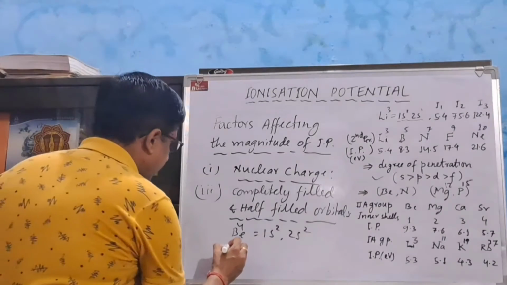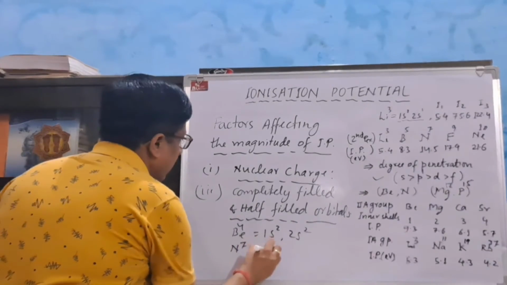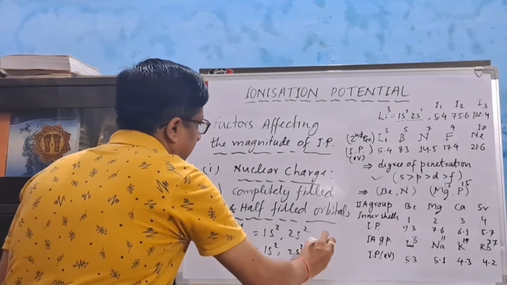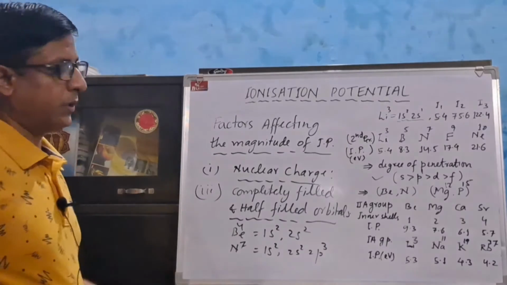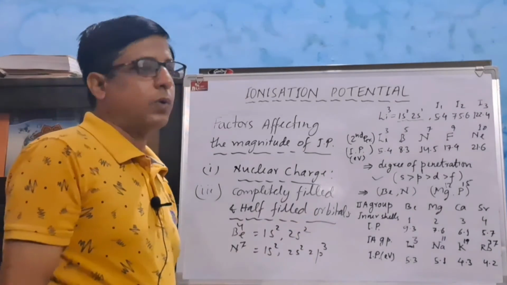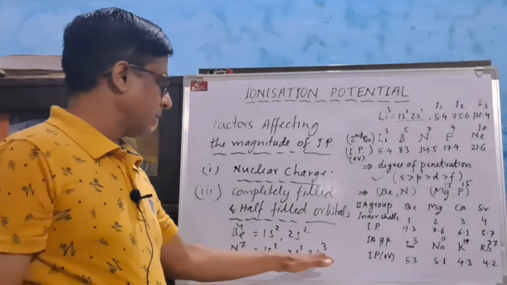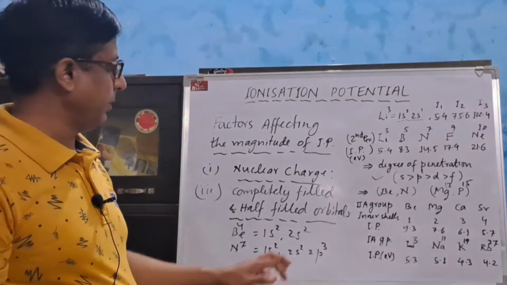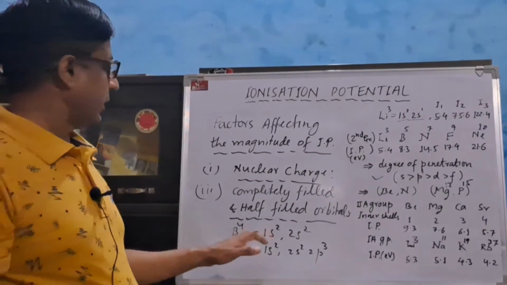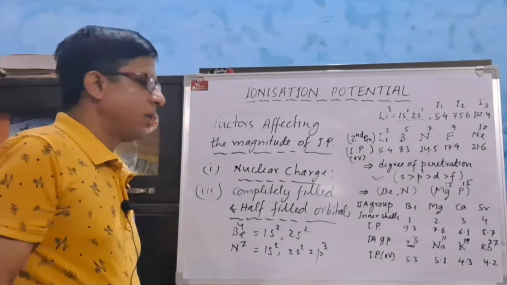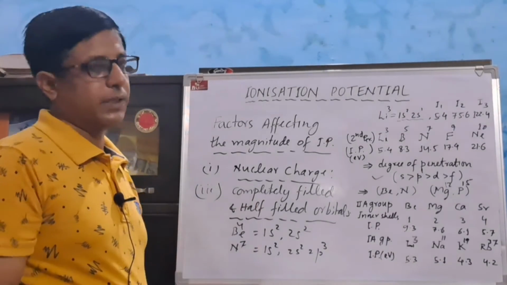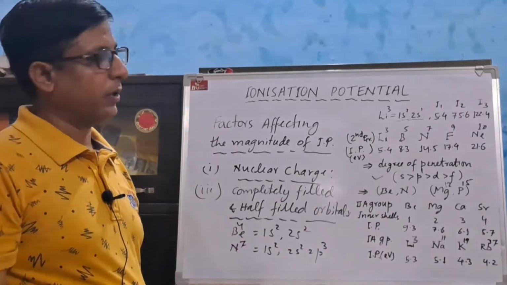Similarly, in case of nitrogen, the configuration is 1s2, 2s2, 2p3. Here the 2p orbital is half filled, therefore it will be more stable. So relatively more energy will be required to remove the valency shell p electron. Thus, the ionization potential of beryllium and nitrogen will be relatively higher than expected from its position in the periodic table.